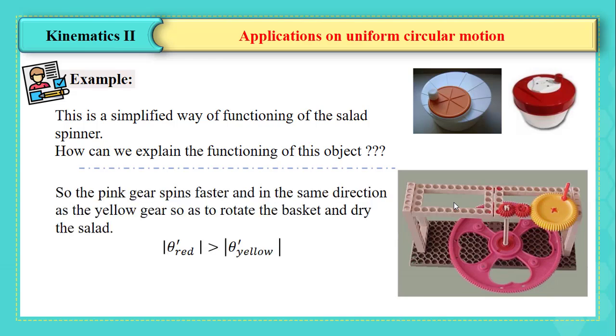So the pink gear spins faster and in the same direction as the yellow gear so as to rotate the basket and dry the salad. θ'red is greater than θ'yellow.